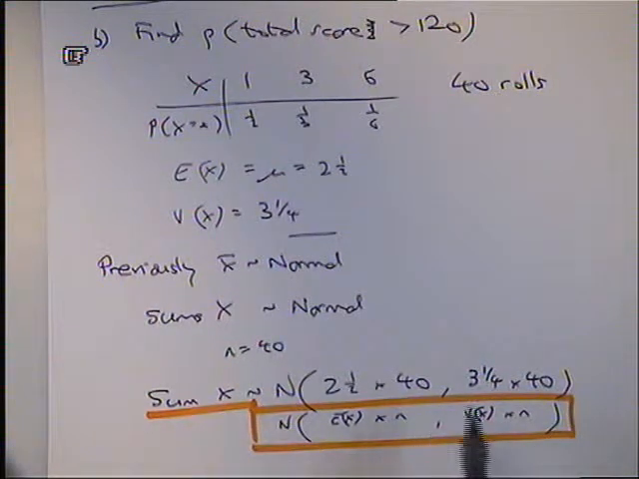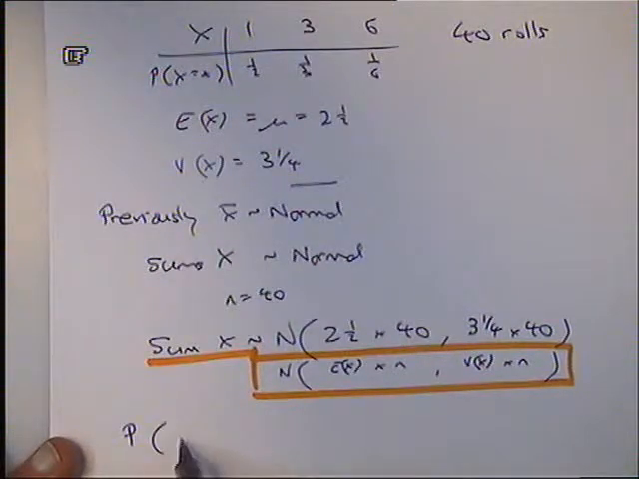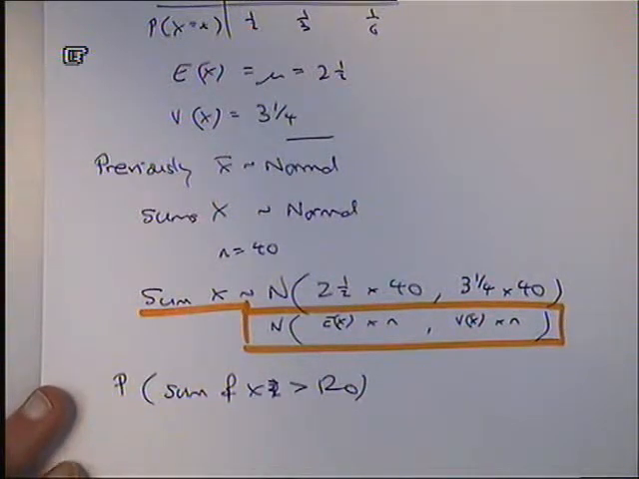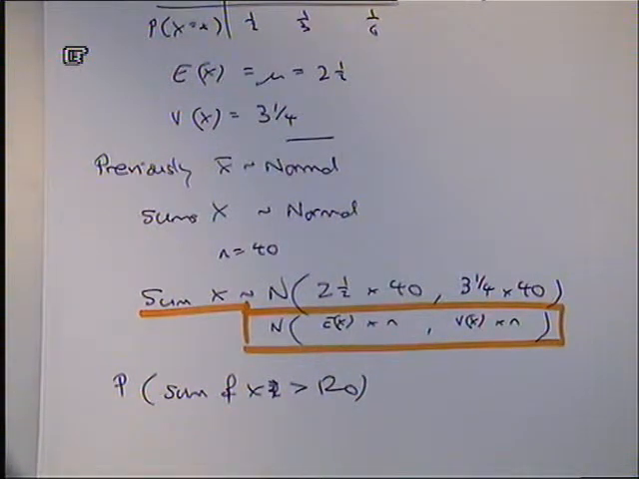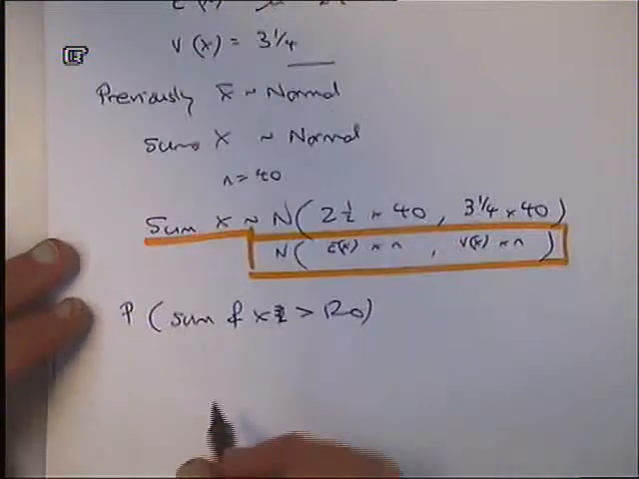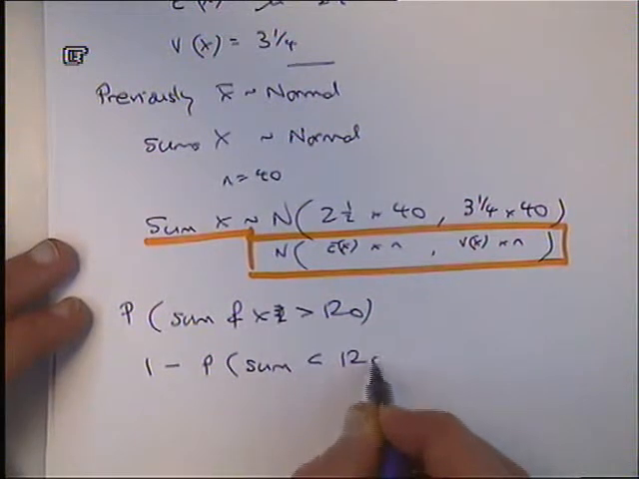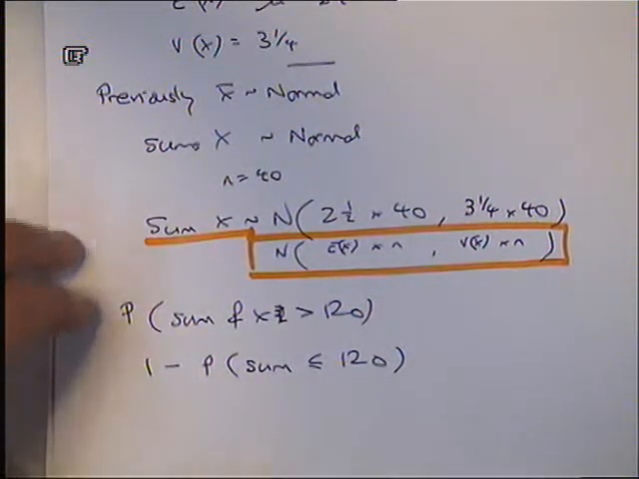So if we've got our distribution, this question was asking us the probability that the sum of the scores is greater than 120. And I now have my sum distributed like this. What would be a good first move if you've got to do the probability that the sum of the x's is greater than 120? Probability of the sum... 1 minus the probability it is less than 120. Yeah, okay. I can put an extra bar there if I want to. It doesn't make any difference.